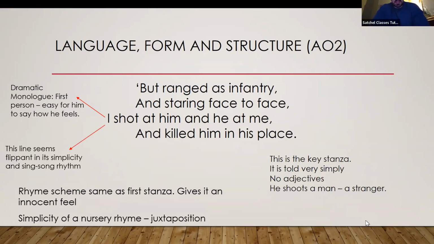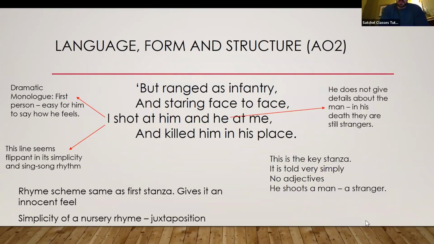More flippancy and simplicity with this sing-song rhythm, which we've touched upon. "I shot at him and he at me, and killed him in his place." You've just taken a man's life, and yet there's a real lack of emotion there due to the fact that this is what conflict does. It emotionally damages those involved. He does not give details about the man. Again, it's just the pronoun he and him. And even after he's killed him, they're still strangers. He still doesn't know much about this man, or vice versa.